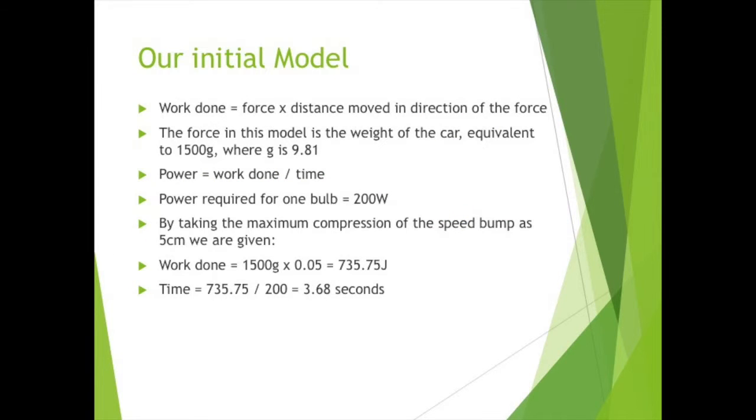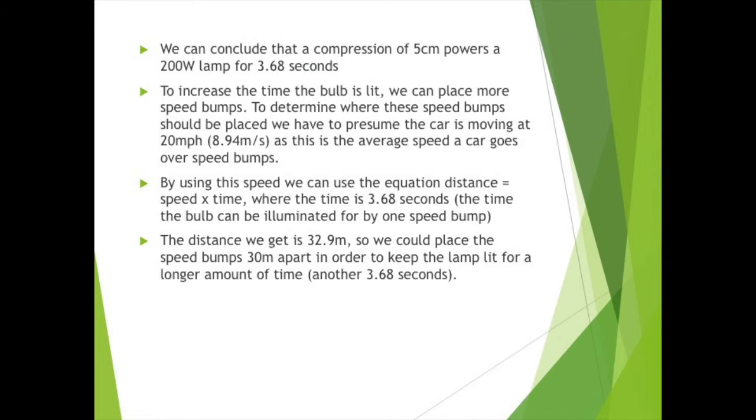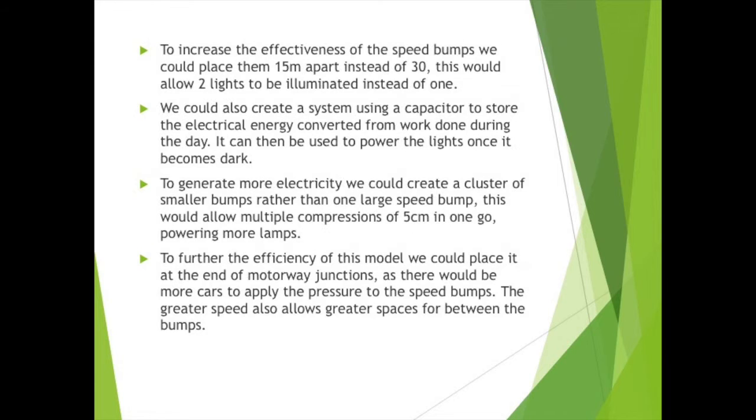For our initial model, we're going to be using the work done equation. And as can be seen from the slide, one car is able to power one light bulb for 3.68 seconds. However, as can be seen from this slide, there are ways of making the light bulb lit for longer. If we place the speed bumps 30 metres apart, the light bulb can be lit for a much larger amount of time. There are also other ways of increasing the effectiveness of the speed bumps, which I'm going to let you quickly read through now.